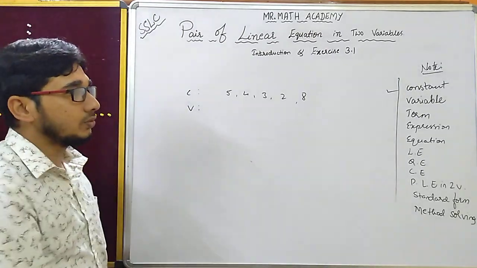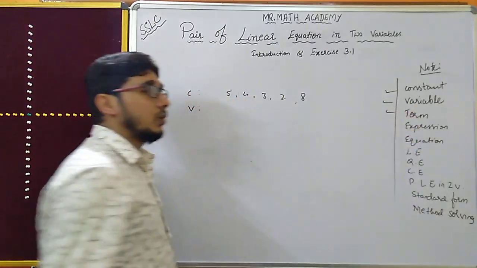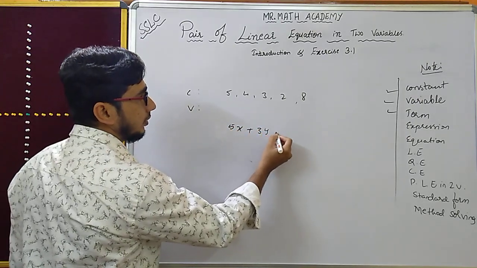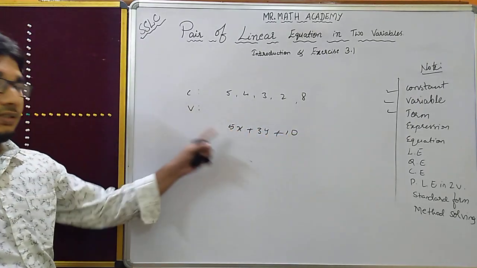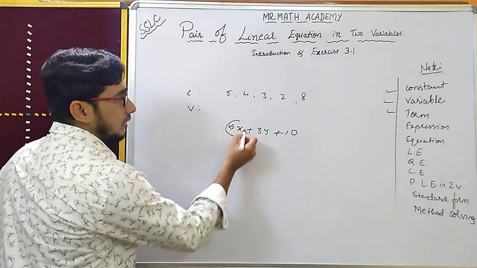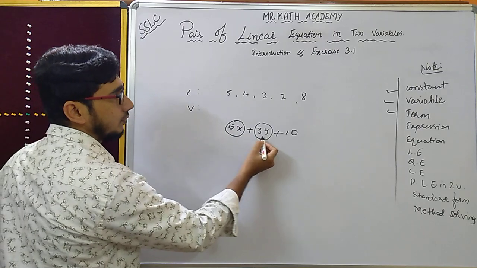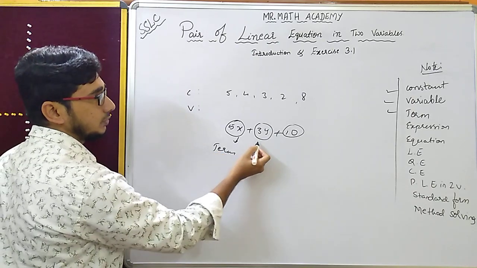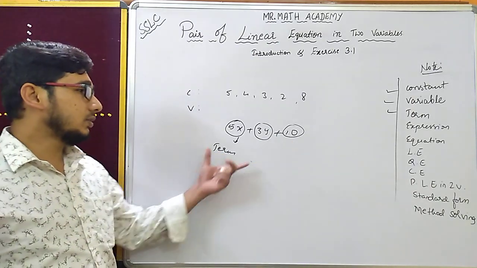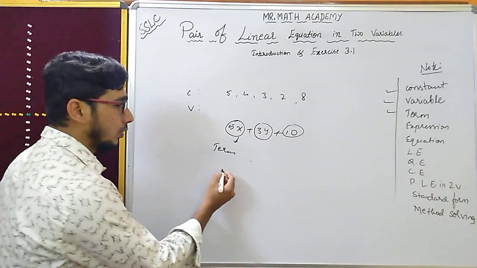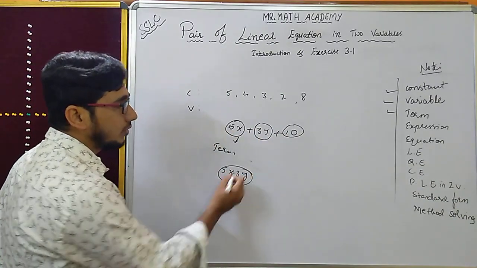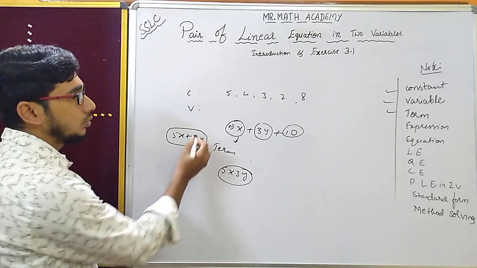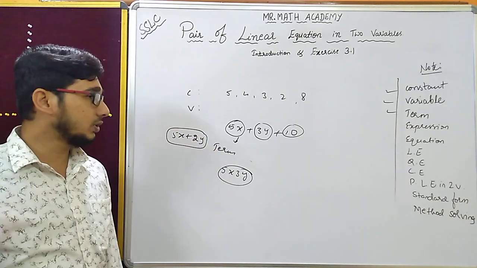Okay, so let us go for term. What is a term? Let me write one expression: 5x plus 3y plus 10. This is an expression. Each of 5x, 3y, 10 we call a term. This is also a term, this is a constant. These are the separate terms. If I write 5x, 3y all together, we call it only one term. If I write 5x plus 2y, this is two terms, a binomial. We'll study about that later.